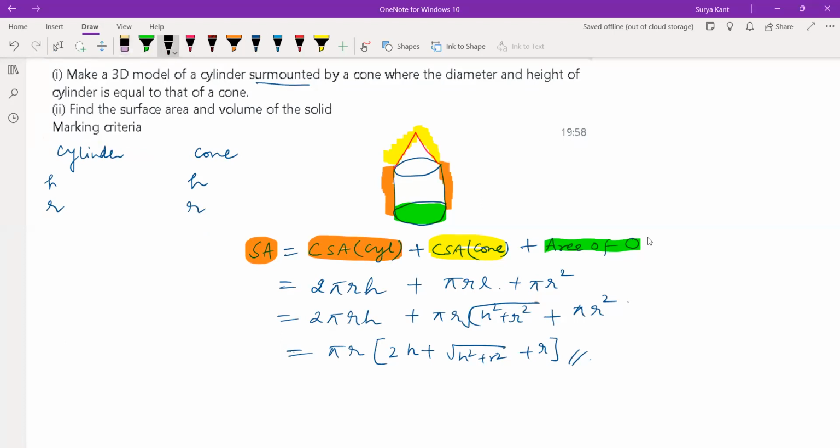Okay. So like this you can plan and do. And then your next question, I think, is they're asking volume. The easiest part is volume only. No need to worry about volume. Volume is what? Volume of cone plus volume of cylinder. That's all. So here 1/3 pi r square h plus pi r square h. So 1/3 plus 1 is what? 4/3. So 4/3 pi r square h. This is the final answer. That's all. Clear? Yes, sir.